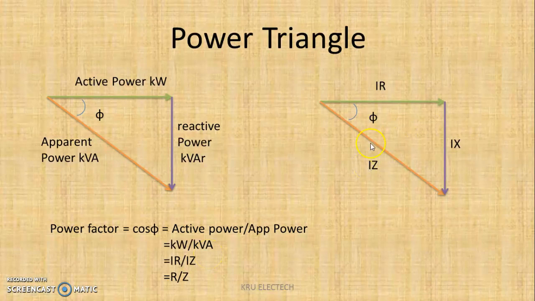Again, from this triangle you can say that it is IR by IZ. Again, the I cancels out, that is R by Z. So you can also say that the ratio of resistance to impedance is the power factor. And another definition: the ratio of active power to apparent power is the power factor.